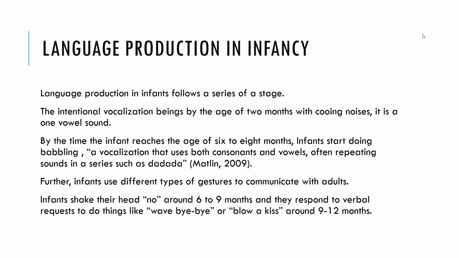So by the time the infant reaches 6 to 8 months, what does he do? He starts doing babbling. Now, what is babbling? A vocalization that uses both consonants and vowels. You might have noticed that the example it has given, like da da da, many 6 to 8 month old infants do actually. So babbling is a vocalization that uses both consonants and vowels, often repeating sounds like this.